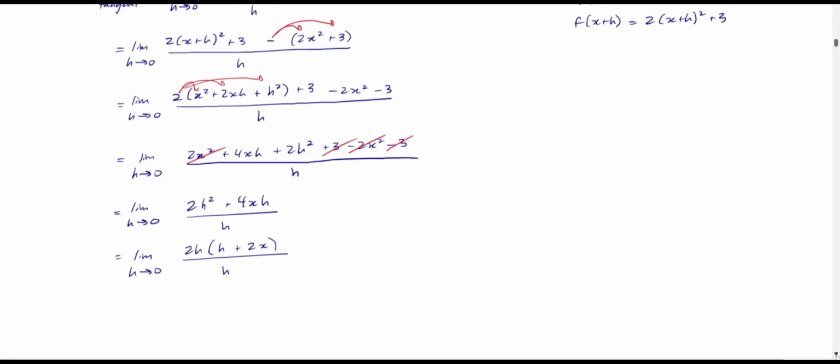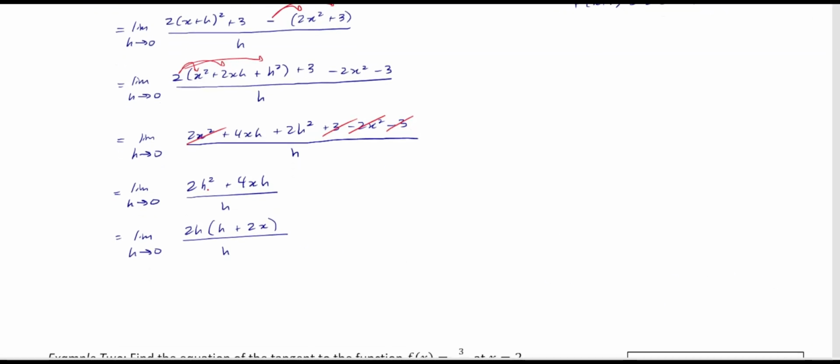Now you'll see that I have 2h times this bracket divided by h, which allows me to now cancel out these h's, and I will have the limit as h approaches 0 of 2h plus 2x. And at this point, I can now say, yes, if h goes towards 0, this h right here will go towards 0. So now I actually can substitute 0 over here and say, okay, then 0 plus 2x is equal to 4x. So my therefore statement will be the slope of the tangent is equal to 4x.